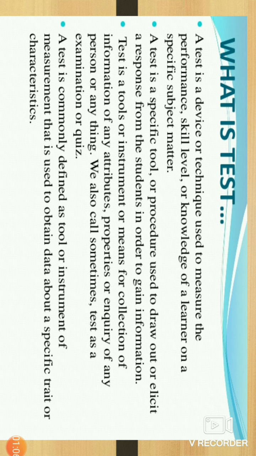A test is a tool or instrument or means of collection of information of any attributes, properties, or inquiries of any person or anything. We also sometimes call a test an examination or quiz. A test is commonly defined as a tool or instrument of measurement that is used to obtain data from a specific trait or characteristic.